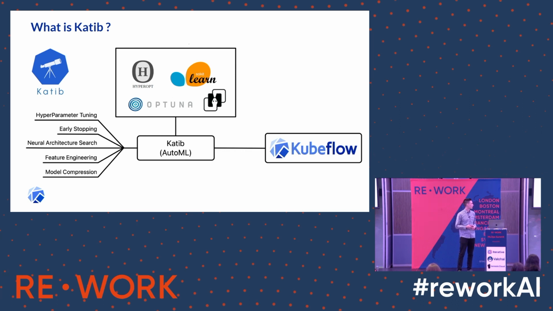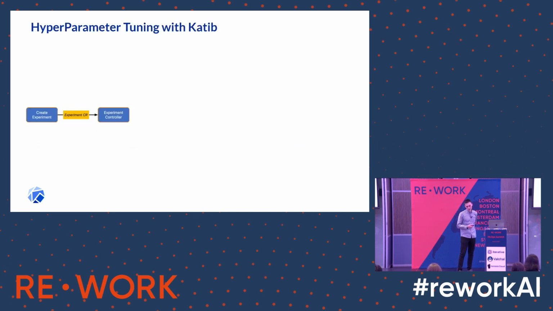Katib also uses other open source frameworks for its algorithms, such as HyperOpt, Optuna, scikit-learn, and scikit-optimize, and again, it's natively integrated in Kubernetes. So, speaking a little bit about the architecture of Katib, the idea is very simple. If you know about hyperparameter tuning, you know how it works.